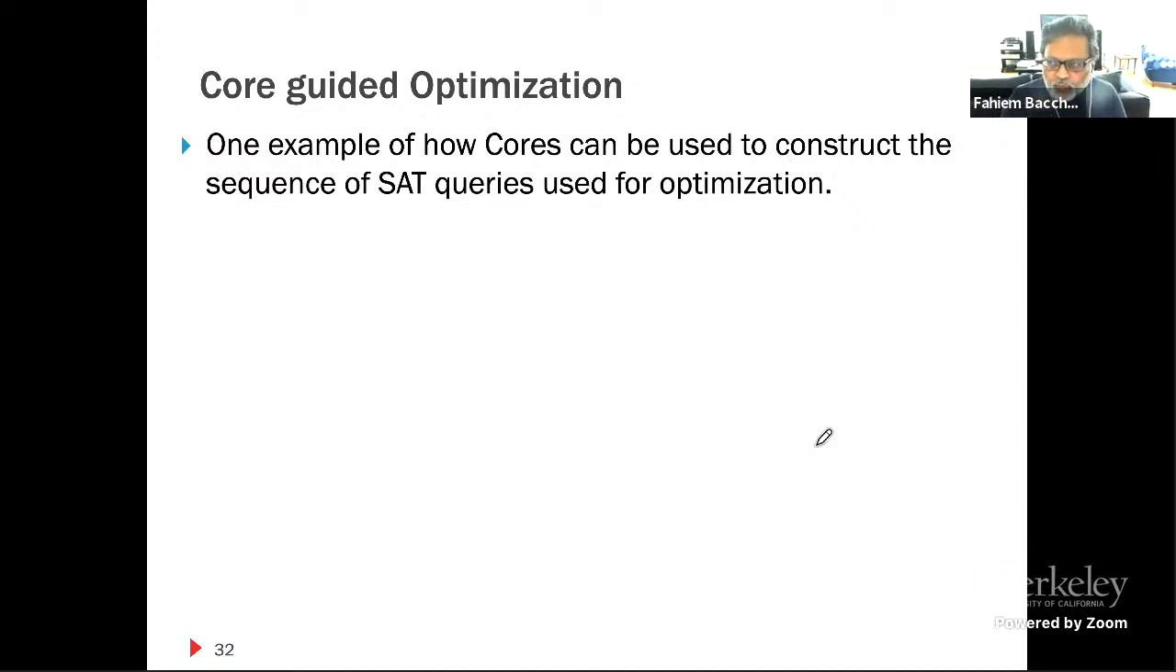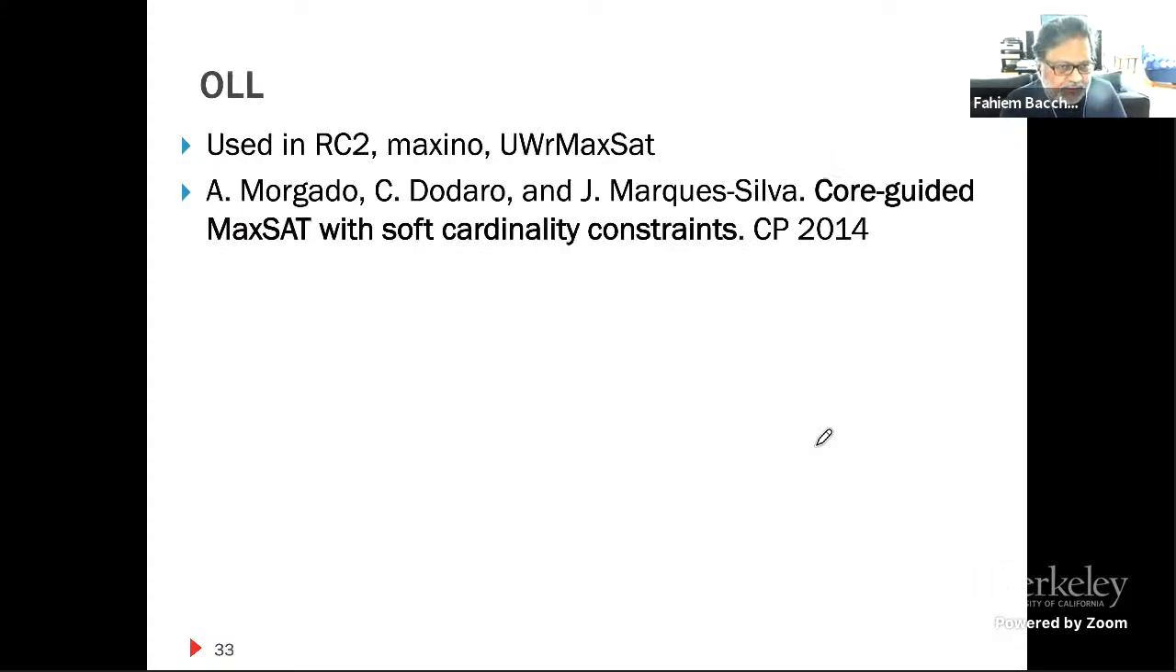So I'm going to give you one example of how these cores are used in a state-of-the-art way. And this is the OLL system. This was used, for example, in some very good MaxSAT solvers like RC2, Maxino, and the University of Warsaw MaxSAT solver, and was first described in this paper in 2014, although the idea stems from earlier work in, I believe, answer set programming.